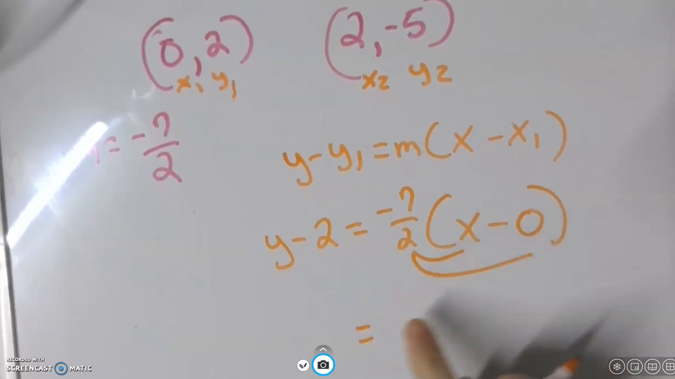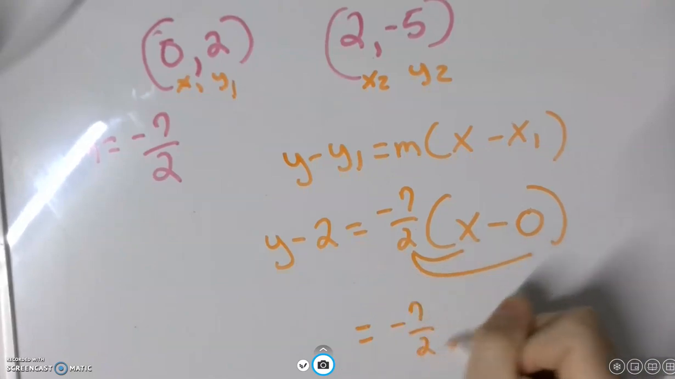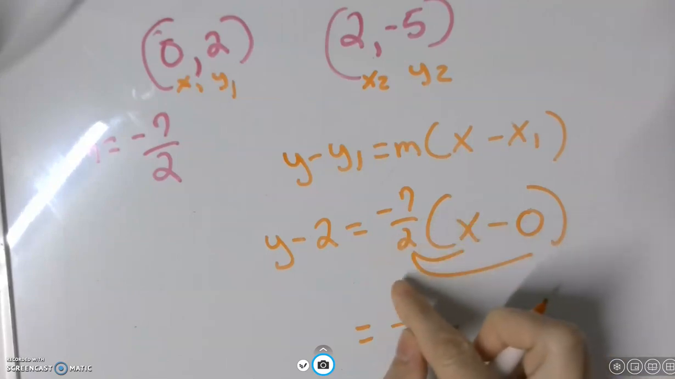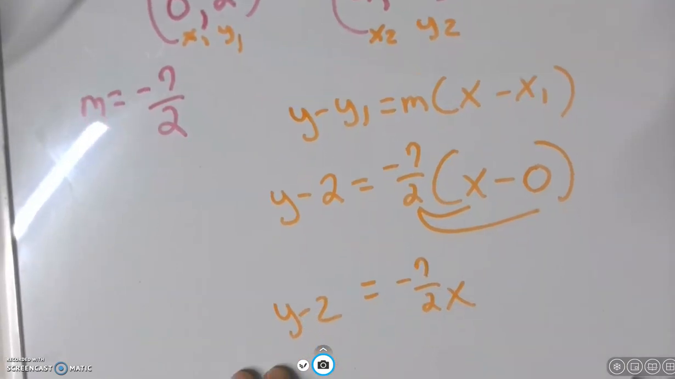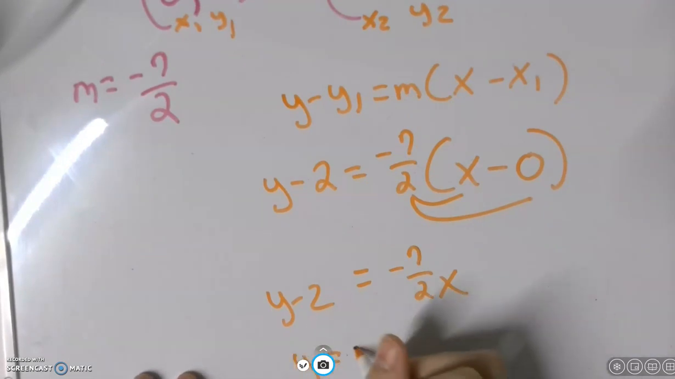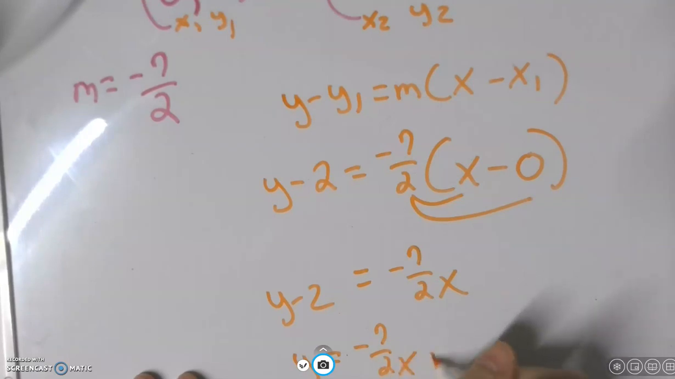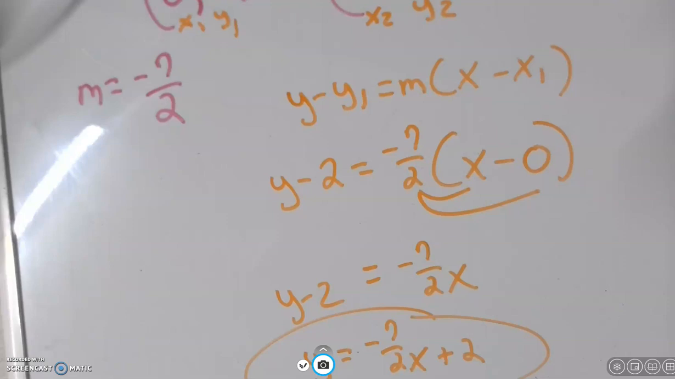Okay, and I'm going to distribute. -7 over 2 times x just gives me -7 over 2x. -7 over 2 times -0 just cancels. And now I have y minus 2 that I bring down. From here, I need y by itself, so I add 2 to both sides. And when I do that, I get y equals -7 over 2x plus 2. This here is your final answer.